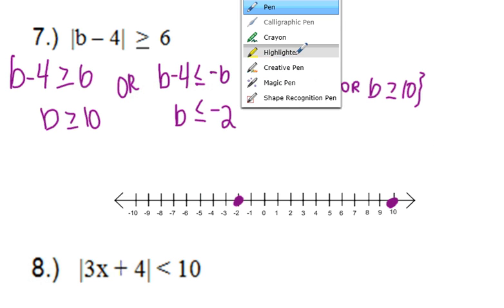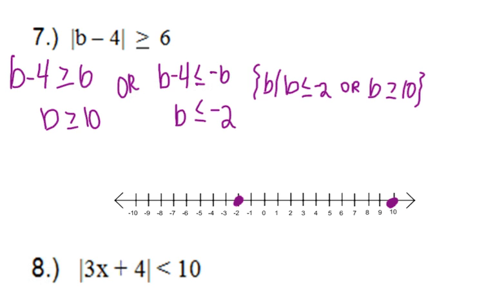And then we're going to do our shading. So we'll start with our negative 2, and our inequality tells us that b is less than or equal to negative 2. So we'll be shading all values on our number line that are less than negative 2 to the left. Our second inequality indicates that b can also be greater than or equal to 10. So we're going to shade the part of our number line that shows b is greater than 10, which is to the right.